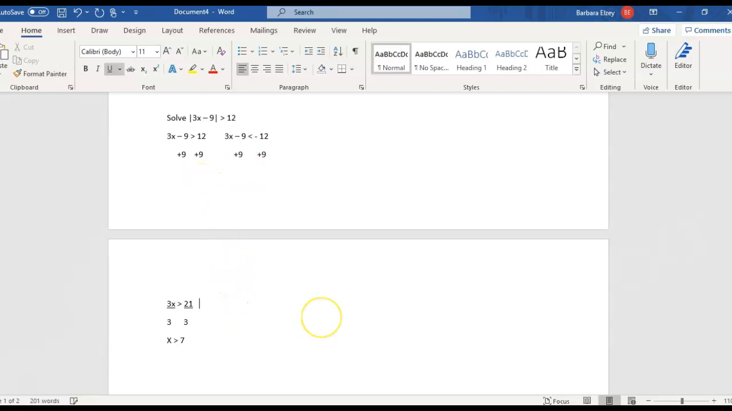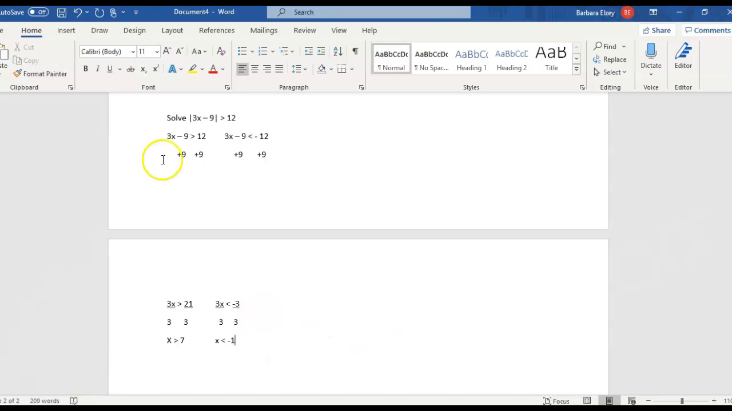We will get 3x is less than negative 12 plus 9, which will be negative 3. And just as we did with the previous one, let's divide by positive 3 to get rid of the 3 in front of our x. And this ends up being x is less than negative 1.